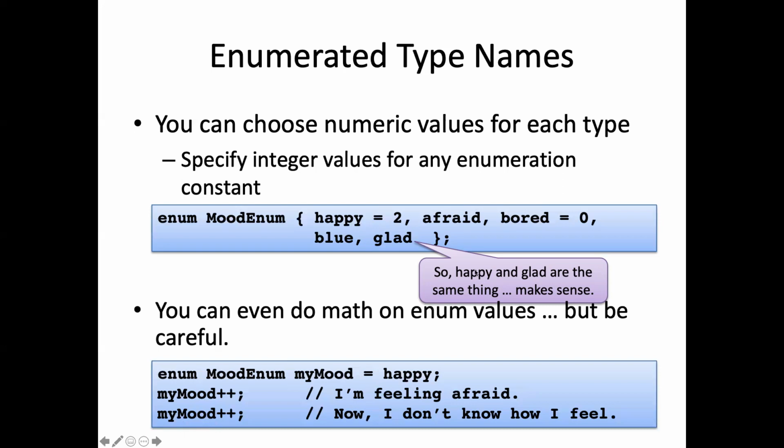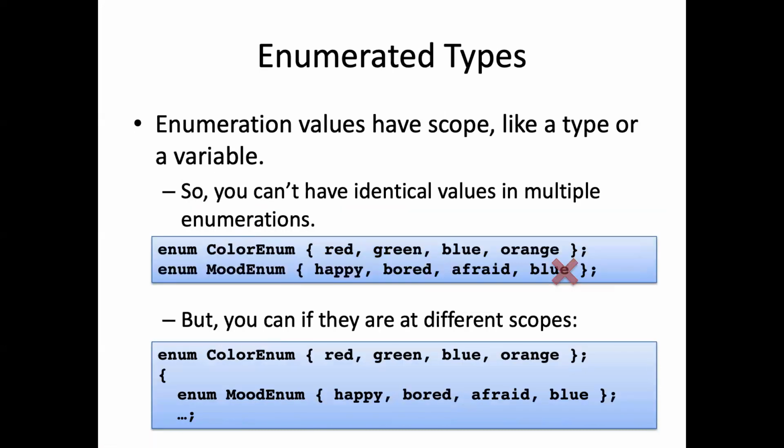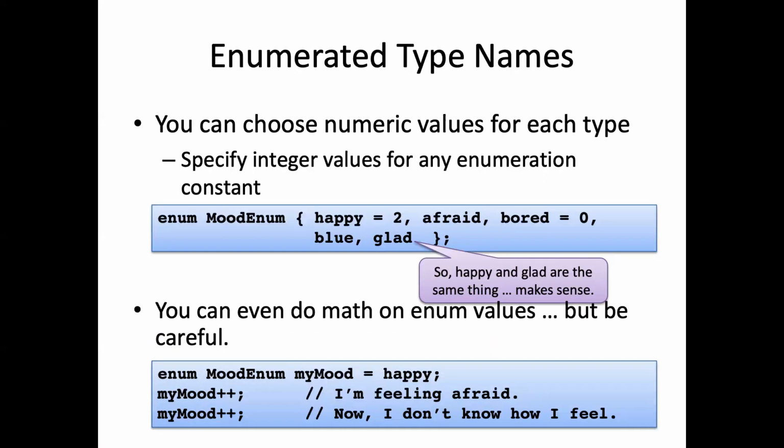Questions? All right. I have a question about the plus, like on the last slide. So if you do like my mood plus plus, that sets it to 4. Yes. If you print out my mood, is it going to print out 4, or is there going to be like an error? It's going to print out 4. I wish it was an error, because that would make more sense to me.